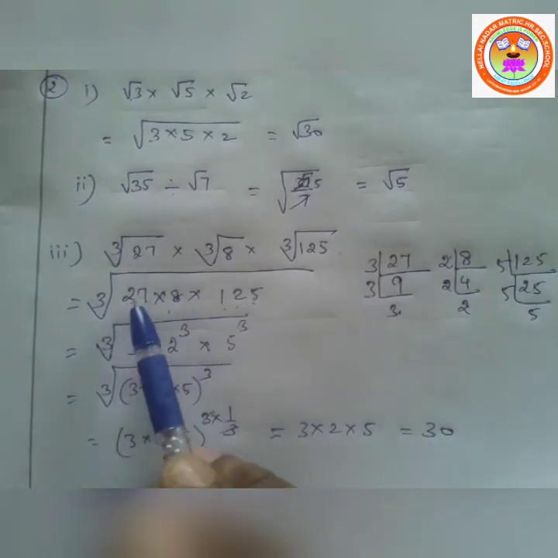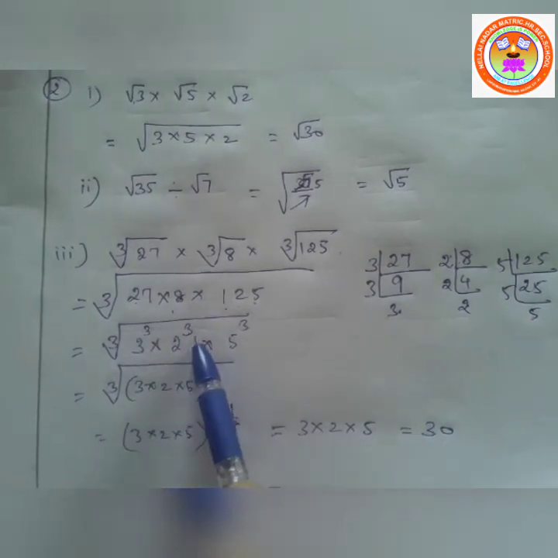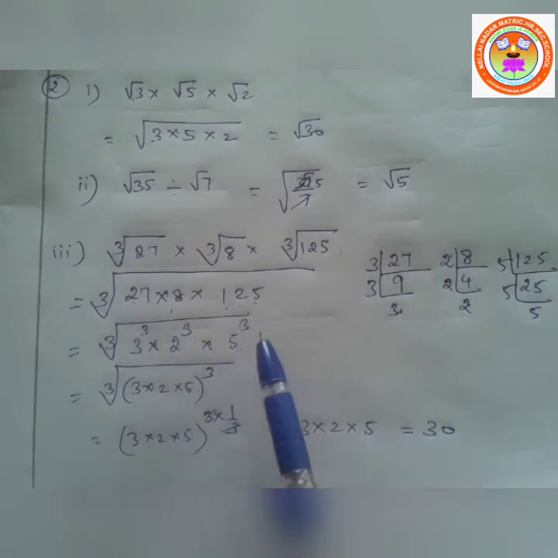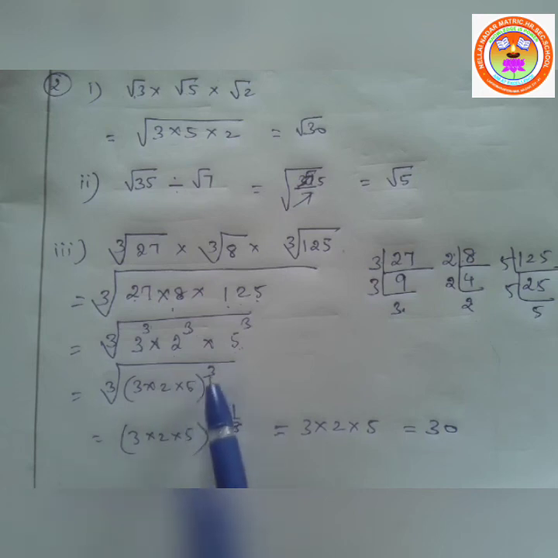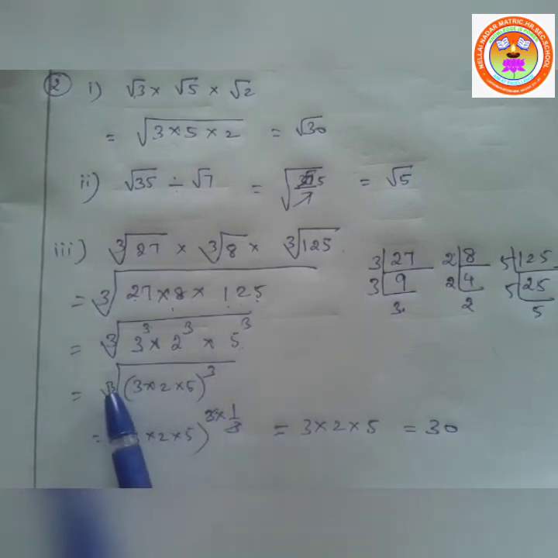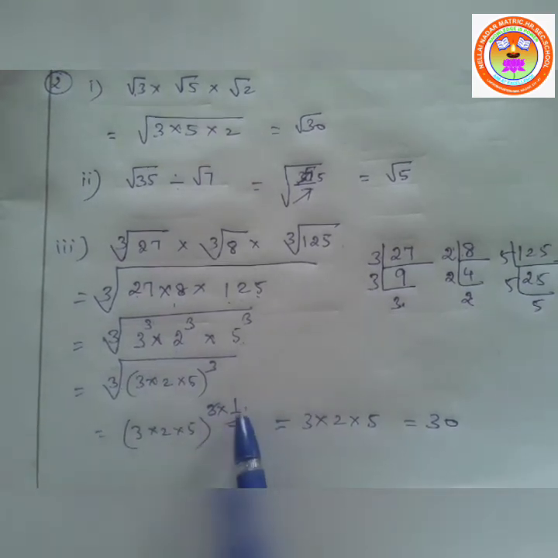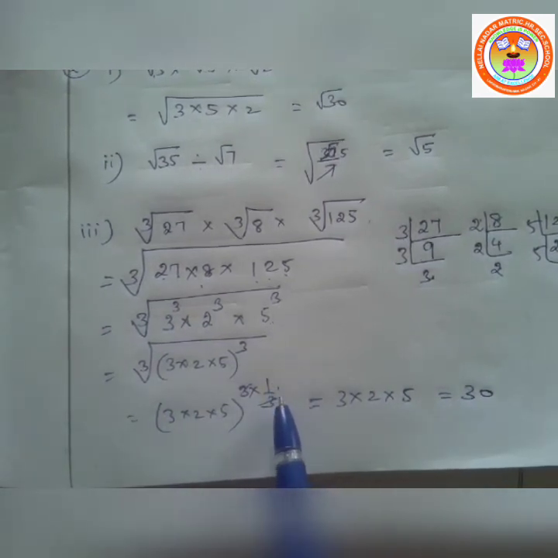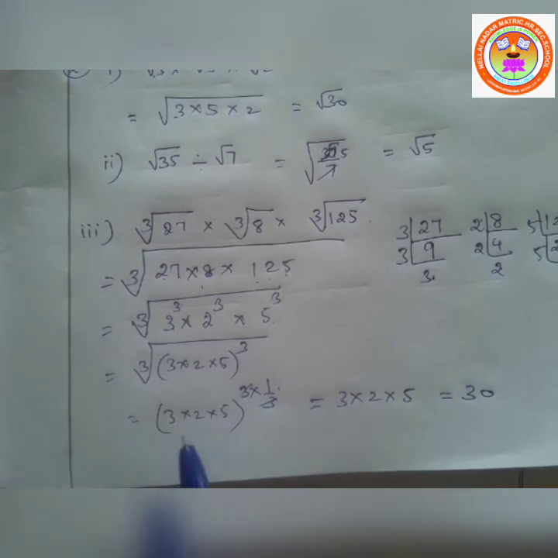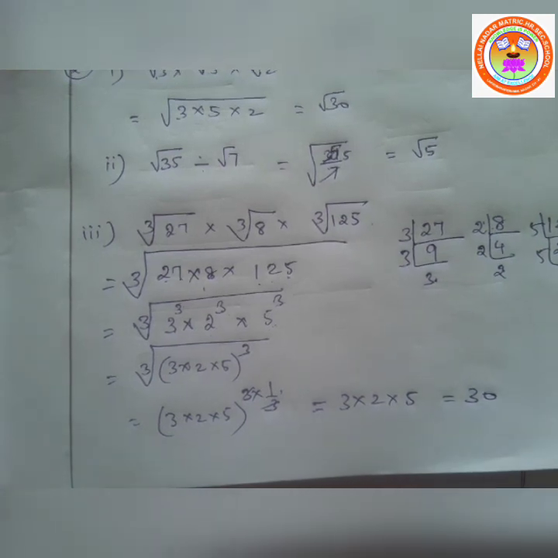Are you able to understand this? So 27 becomes 3 power 3, 8 becomes 2 power 3, and 125 becomes 5 power 3. All the powers are the same, so we take the power commonly outside the bracket, that is 3 into 2 into 5, the whole power 3. Now we know that for a cube root we can write the power 1 by 3. You remove the cube root and write 1 by 3 here, so this 3 and this 3 cancel. Now we get only the numbers, 3 into 2 into 5. 3 2's are 6, 6 5's are 30.